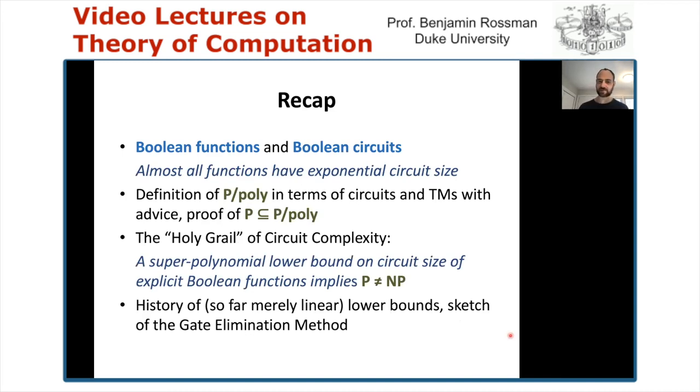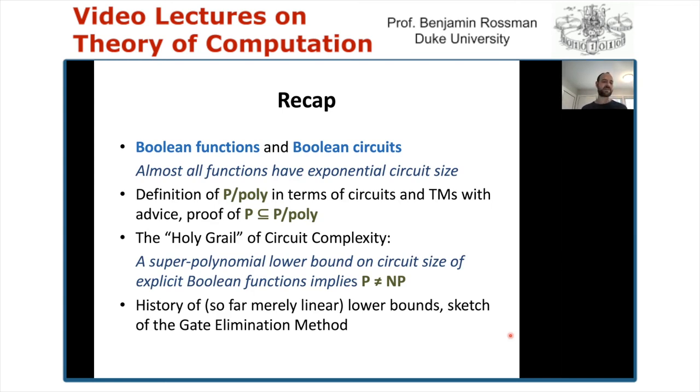Let's recap what we've seen so far. We've defined Boolean functions and Boolean circuits, and we proved Shannon's theorem that almost all Boolean functions require exponential circuit size. We've defined the class P/Poly, both in terms of circuits and in terms of Turing machines with advice. And we've given a proof that P is contained in P/Poly via this quadratic simulation of Turing machines by circuits.